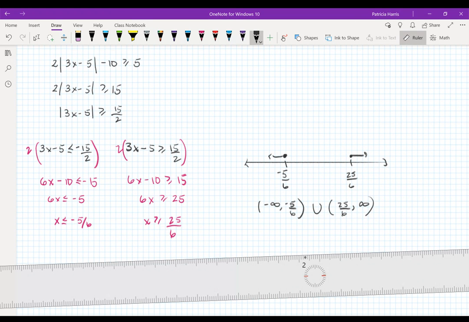All right, so we're going to stop right there. And then in the next video, I'm going to show you how to solve them by graphing on an XY axis, not just the number line. So we will keep that to the next video.